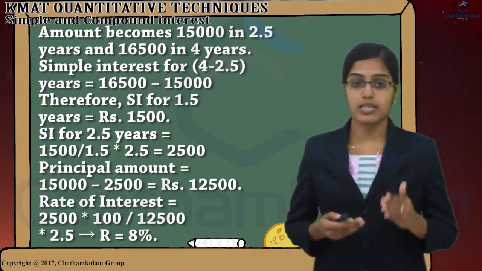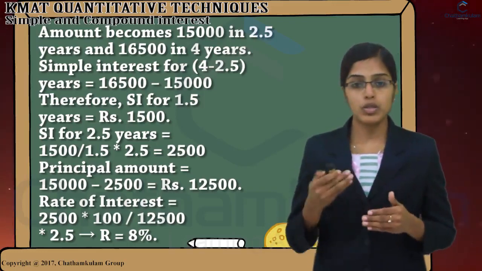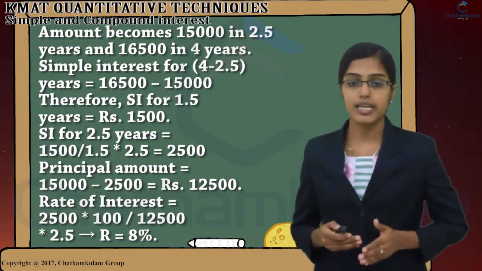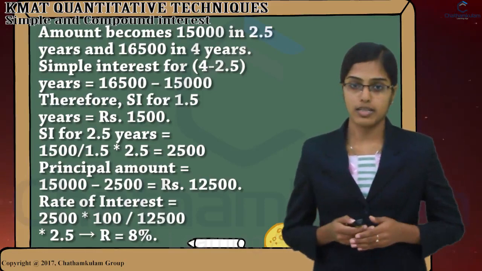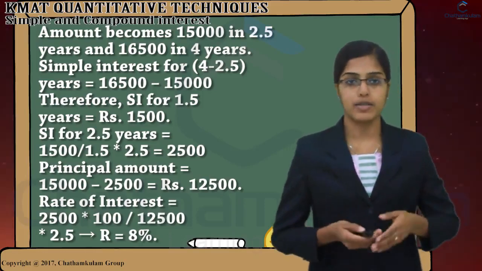Then we have to find the rate of interest. So rate of interest that is equal to 2,500 into 100 divided by 12,500 into 2.5. So R is equal to 8%.